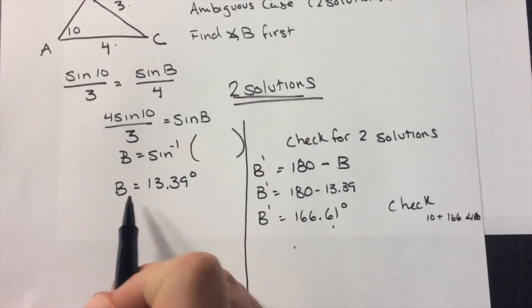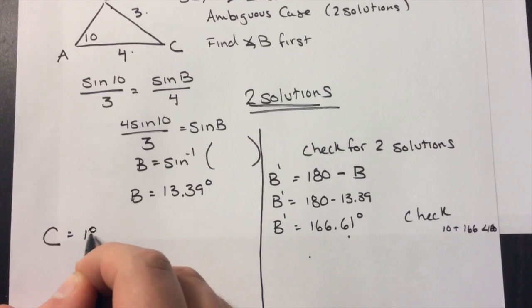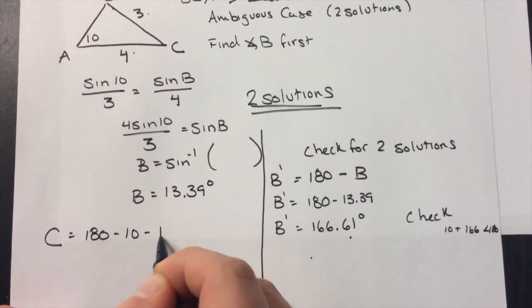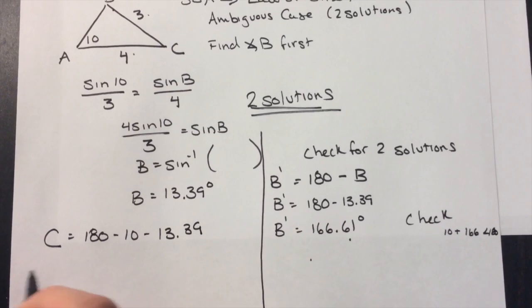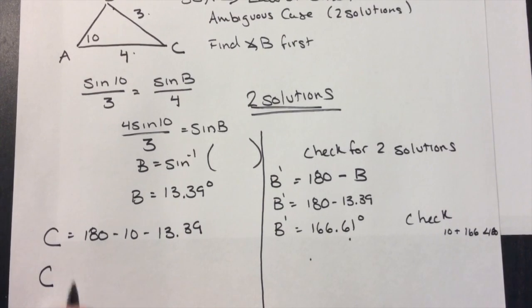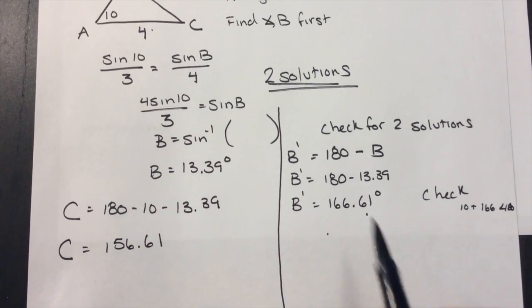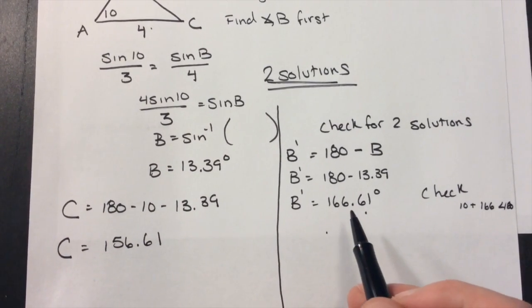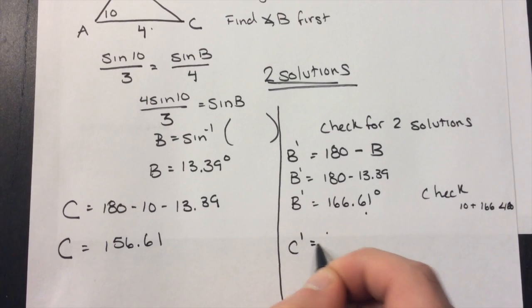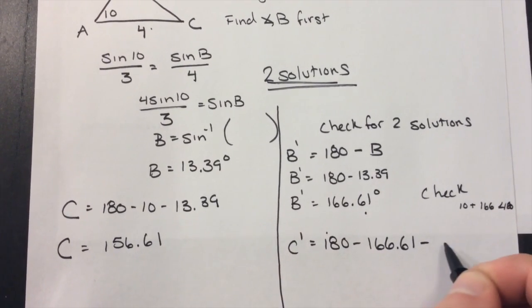If my angle B is 13.39, then my original C is going to be 180 minus 10 minus 13.39. So C could be the largest angle, and C would be 180 minus 10 minus 13.39, which is 156.61.